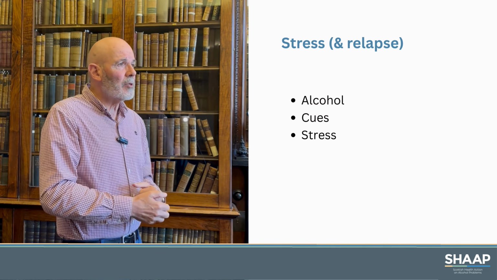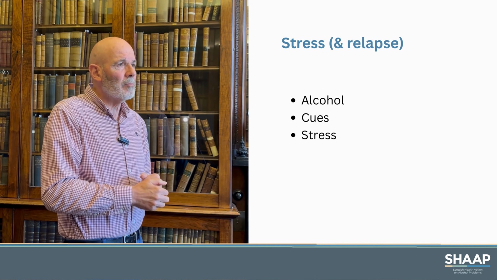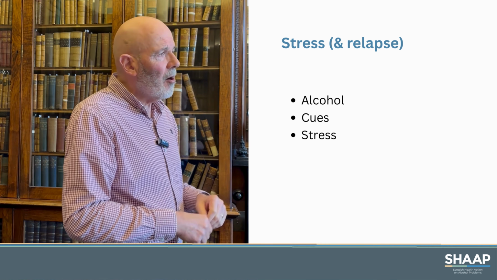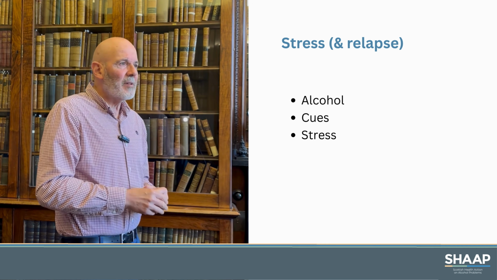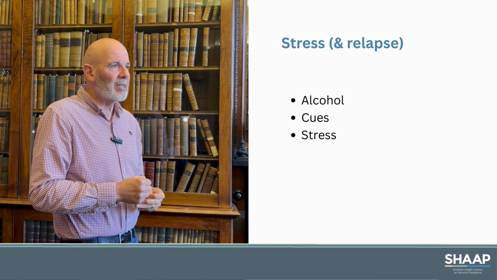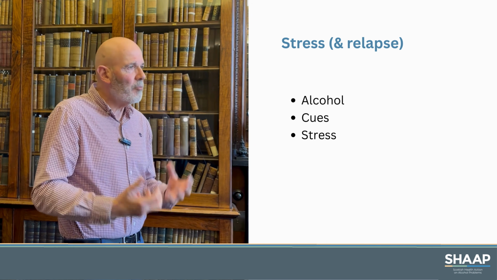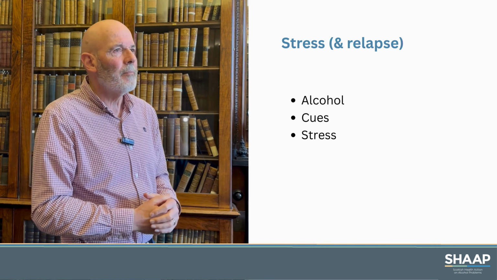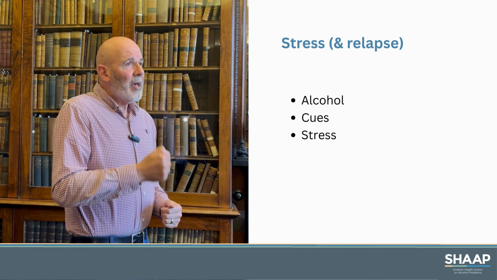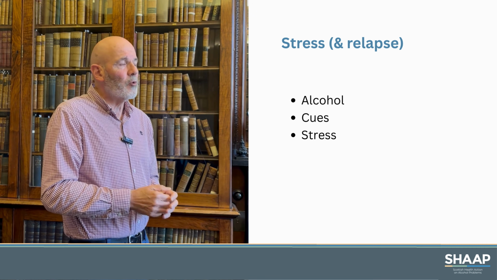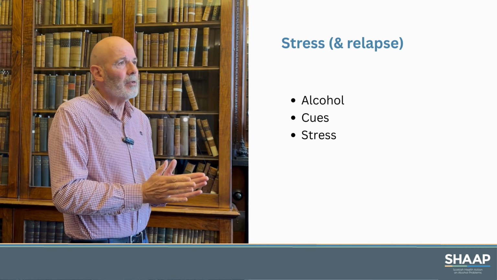The next system I want to mention is our stress system in the midbrain. Now, stress is an important part of keeping us alive. It's good sometimes to be stressed, particularly when we're in dangerous situations. When we're under threat, the midbrain is preparing us for survival. Now, in dependence, the midbrain has associated alcohol with having a survival value, even though it doesn't deserve that value.